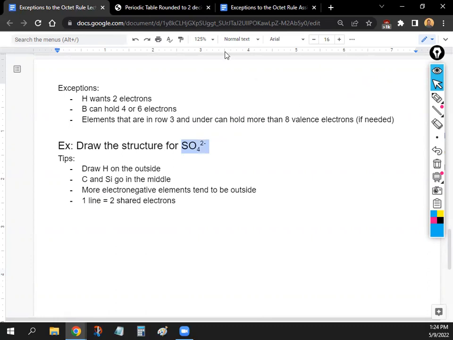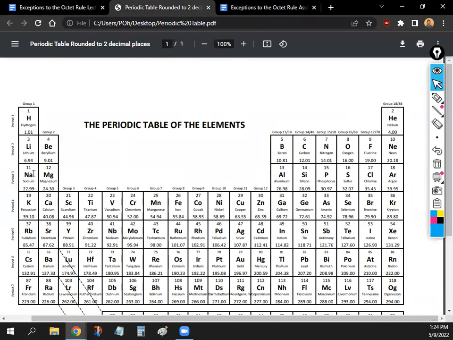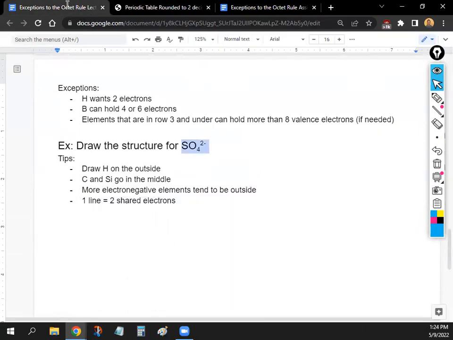SO4 2 minus. So we're going to start by counting the valence electrons. So let's start with S. S is going to have 6 valence electrons, and oxygen also has 6. So S is going to have 6, and oxygen also has 6, but there's 4 of them, so that'll be plus 24.